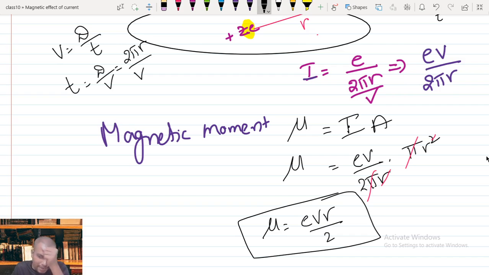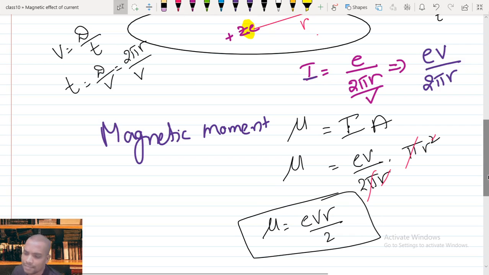And the direction of the magnetic moment we can find using the right hand rule, which we discussed earlier. For a revolving electron, we can take it in an anti-clockwise direction when the current is moving in the clockwise direction.